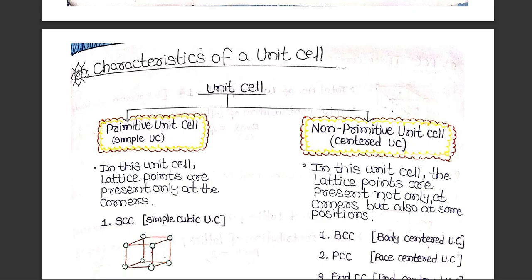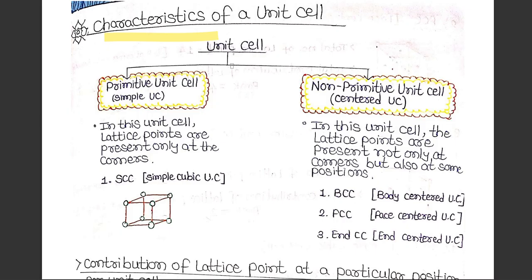Now let us come to the characteristics of unit cell. The unit cell is divided into primitive unit cell or simple unit cell, and non-primitive unit cell, also called centered unit cell. And this non-primitive unit cell is subdivided into body centered, face centered, and the end centered. You can take the screenshot.